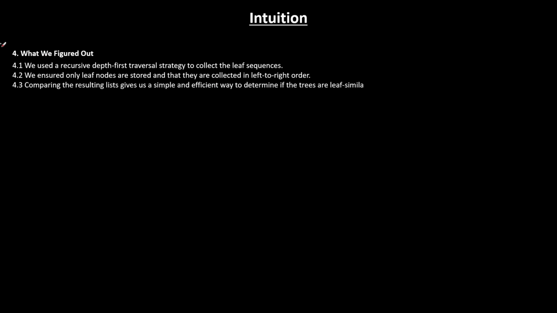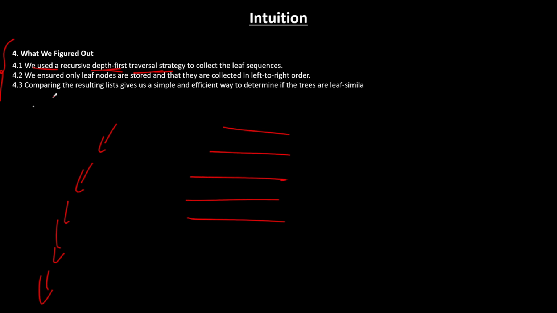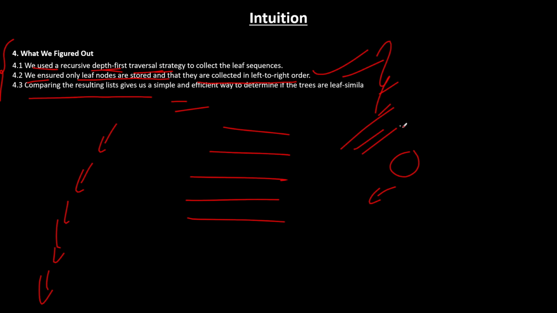Fine. So from here, what we figured out? We figured out we use recursive depth first search here. Why depth first search? Because we are going into the depth. If it had been written as breadth first search, it would mean that we are going breadth wise or level wise. So we ensure only leaf nodes are stored and that they are collected in left to right order, and then compare the results of the given lists. Basically, when we reach a leaf node, we store it into the list, right? So we compared them and we got the answer. Fine. So this is what we figured out. After following these three steps, we could solve our complete problem. Now let's move to the next slide.